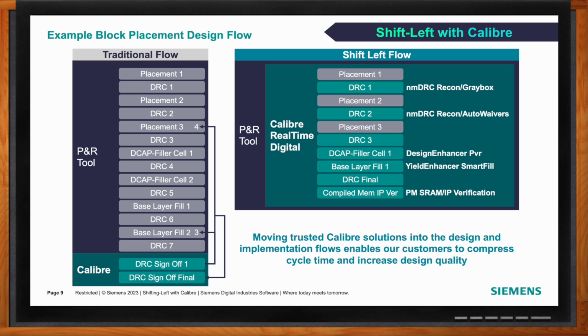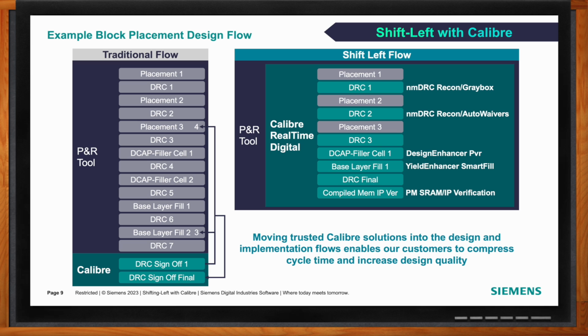And on that second run, now the macros are clean, but there are waivers. Well, we can auto-waive all those so those errors don't even show up, so they're not distracted by that noise. Make that iteration faster. Now they're clean. Calibre says they're clean. And then when you get to doing the filler cell and base layer fill, we have new Calibre tools that can do that using the Calibre engine.